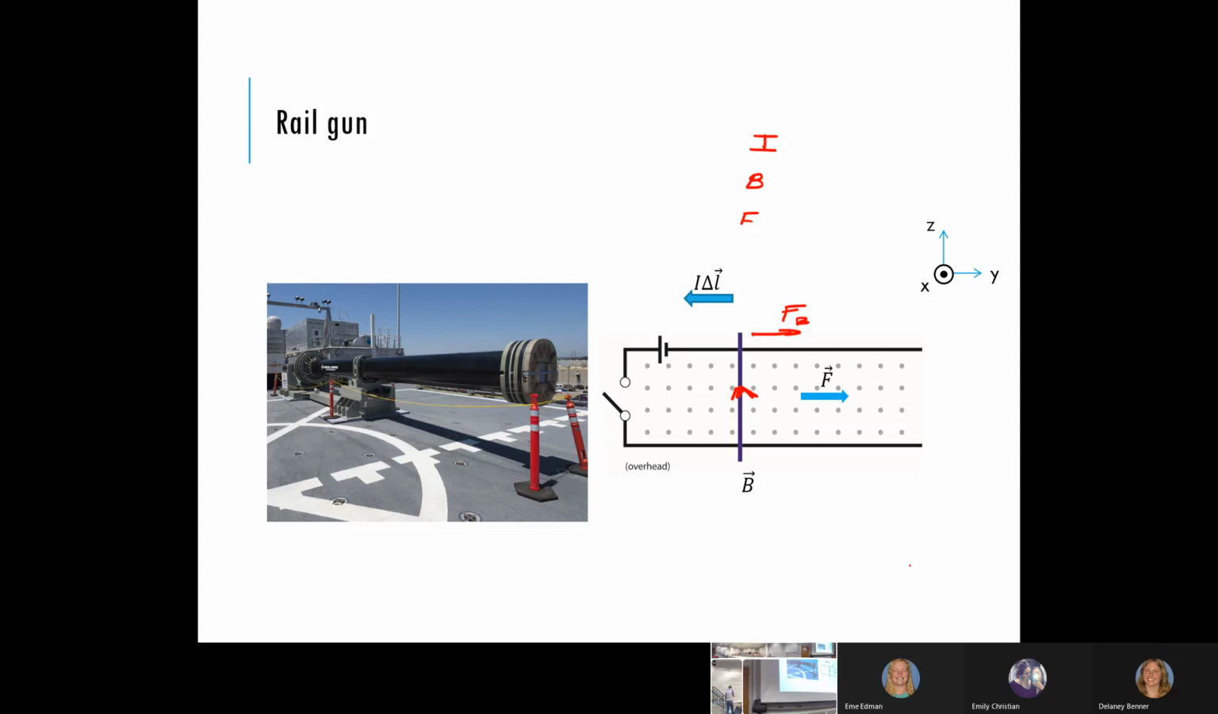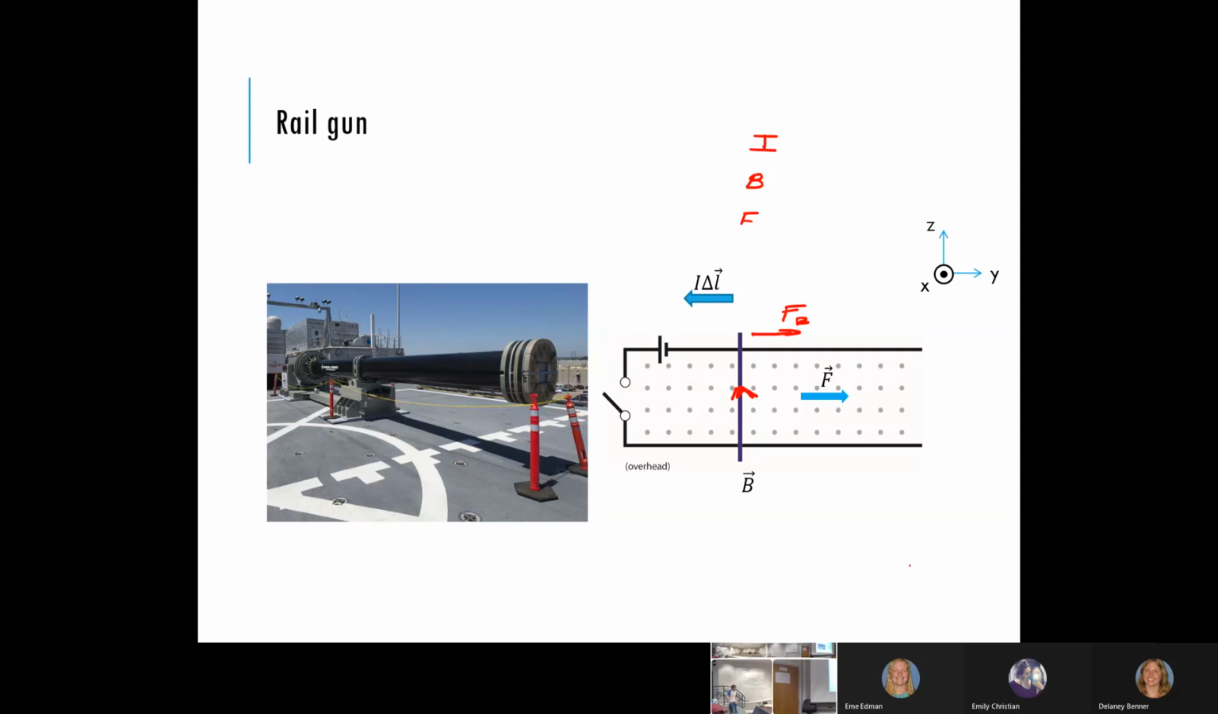I've seen some proposals. This is probably the only application I've actually seen that uses it. But some people said, oh yeah, this would be a really effective way of launching things into space. Just set up a rail gun, close the switch, and accelerate this thing all the way out into space. Theoretically you can do it. From a practical standpoint, it's really hard.